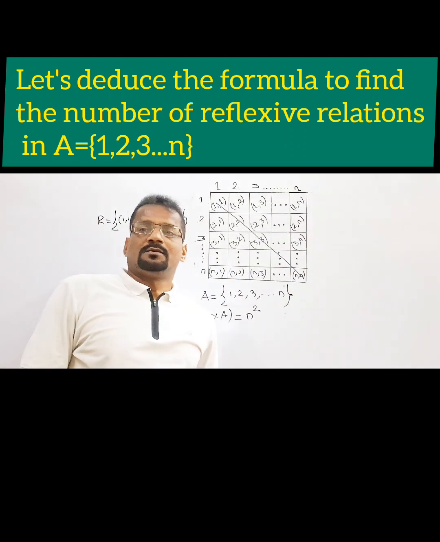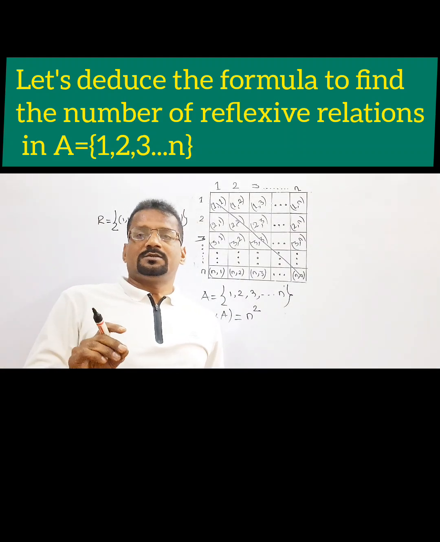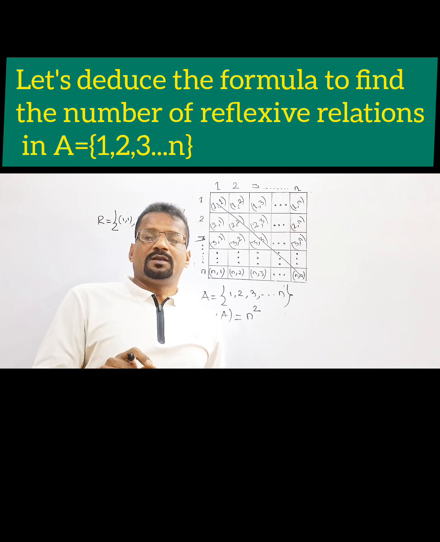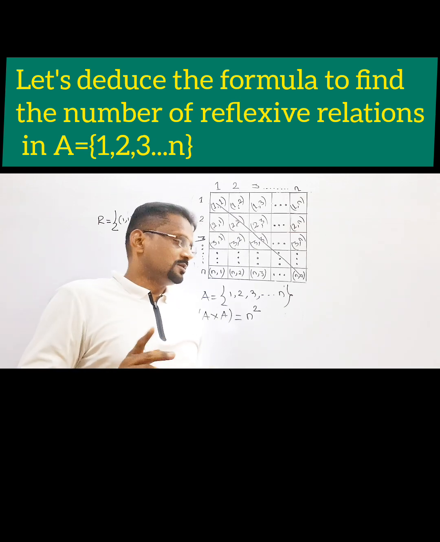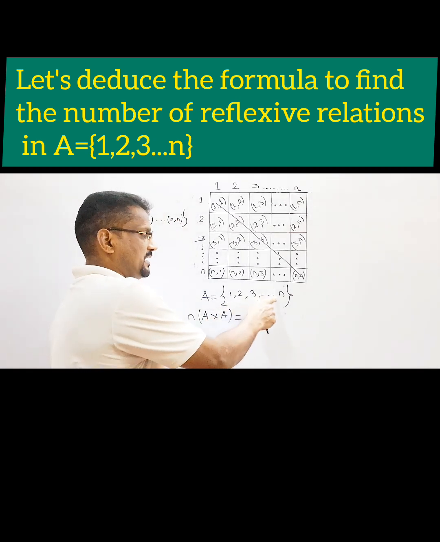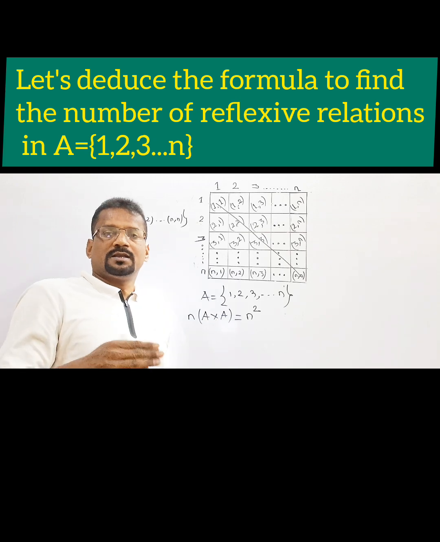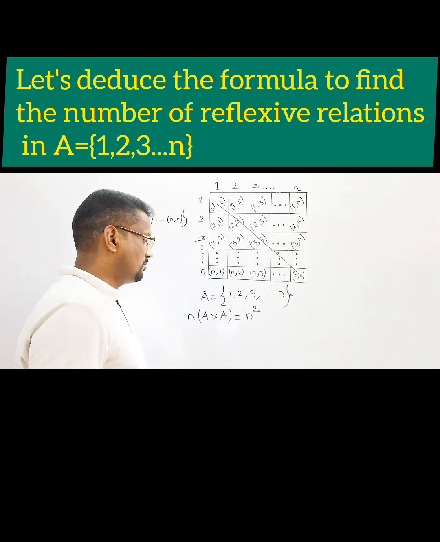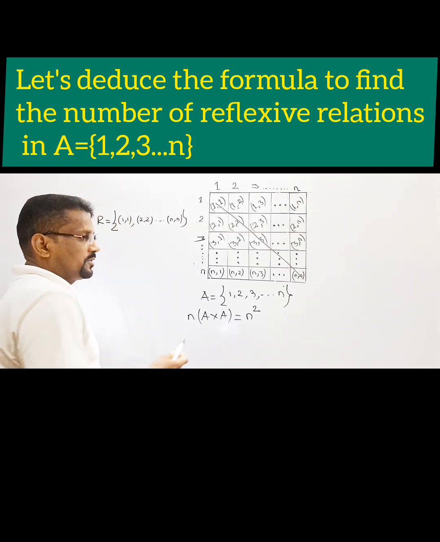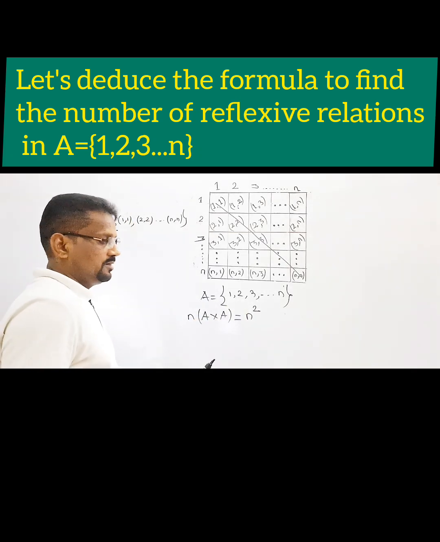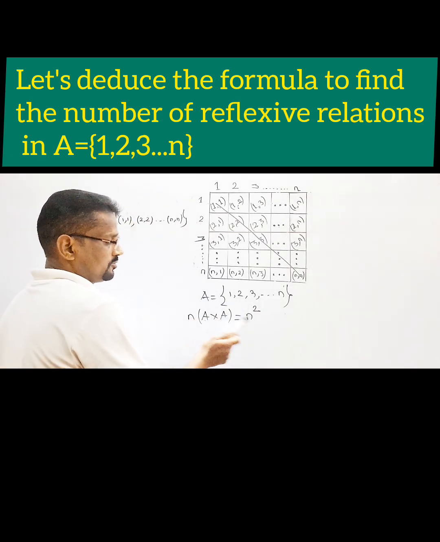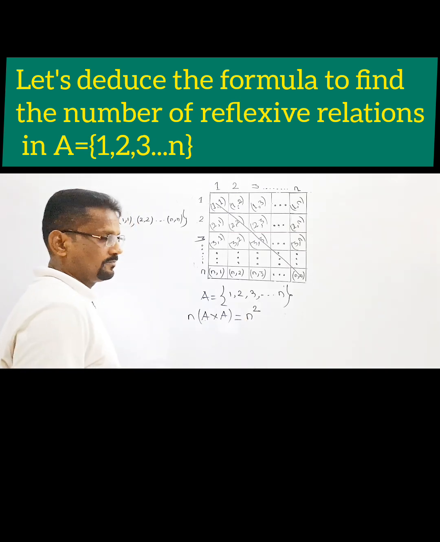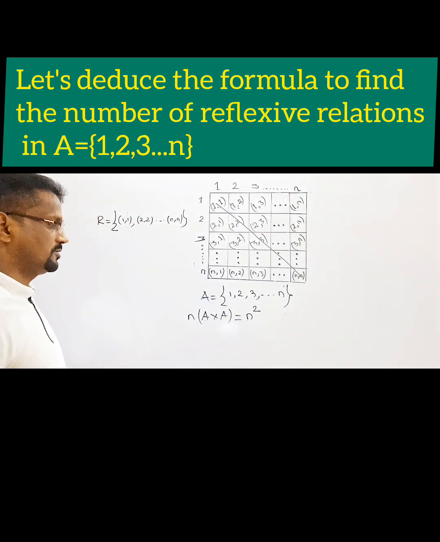Let us discuss one most important concept, that's the number of reflexive relations in a given set. Suppose A is a set containing n number of elements, what's the number of reflexive relations in the set A? First of all, the Cartesian product A cross A contains how many elements? The number of elements in A cross A, known to you, is n into n, that is n square.